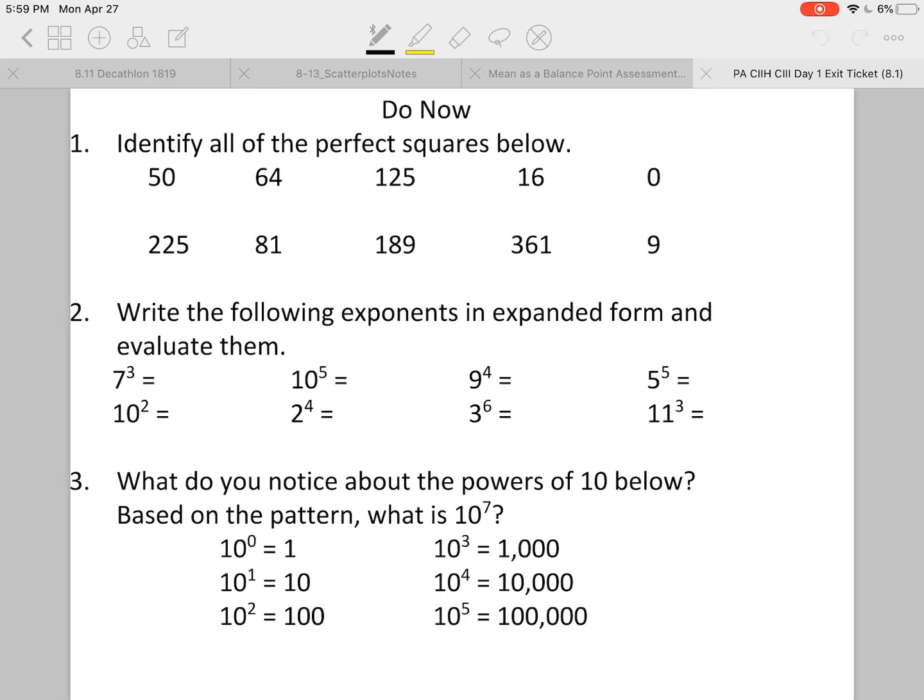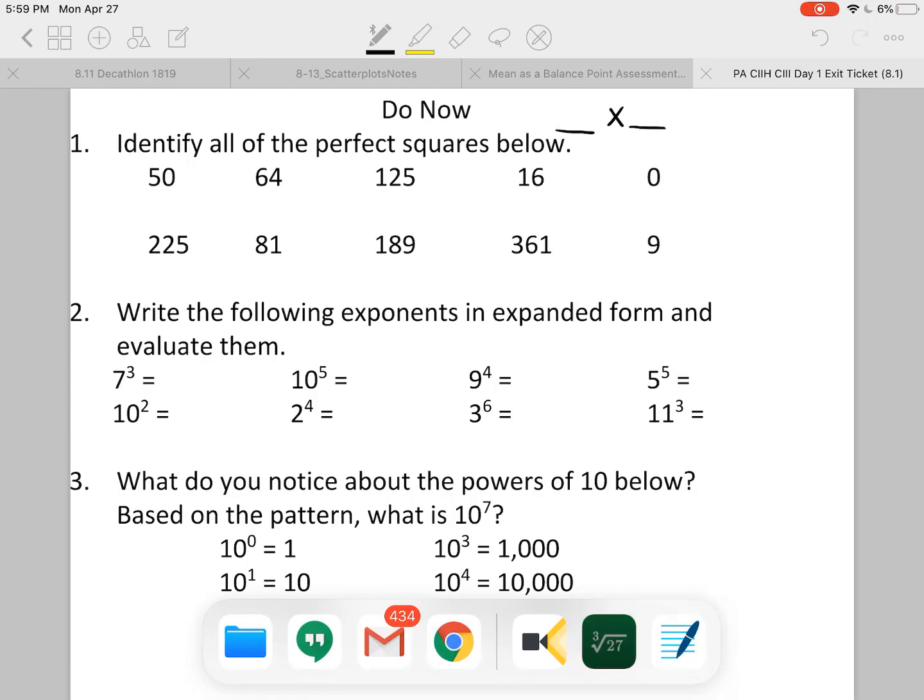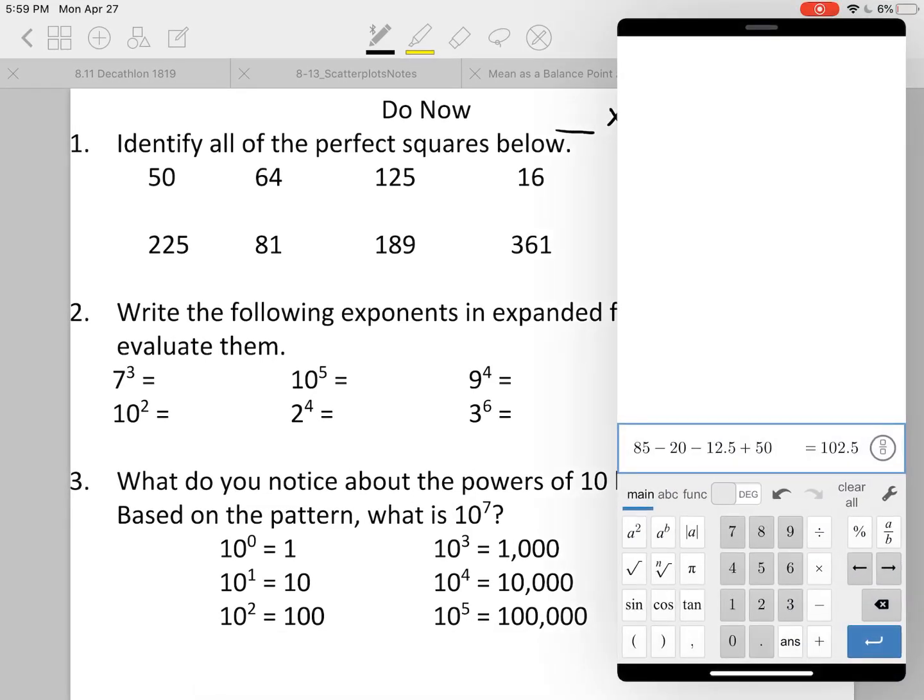Now we're going to move on to the questions for SOL 6.4. This says to identify all the perfect squares below. A perfect square is the product when we multiply the same number times itself. In order to identify if something is a perfect square, we find its square root. If the square root is a whole number, then the number is a perfect square. However, if the square root is an irrational number and decimal, then it is not a perfect square.